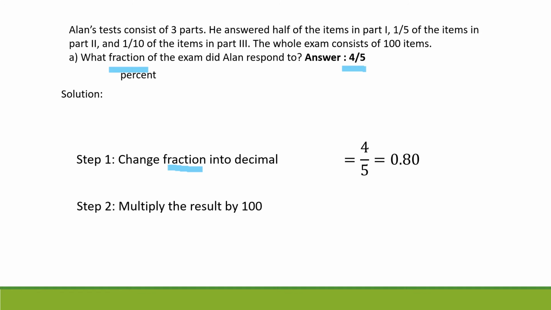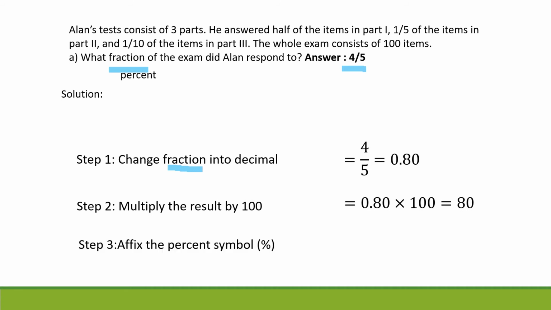Then, multiply the result by 100. So, 0.80 times 100 is 80. And step 3, affix the percent symbol. Therefore, mayroon tayong sagot na 80%, meaning 80% ang nasagutan ni Alan sa kanyang buong exam.